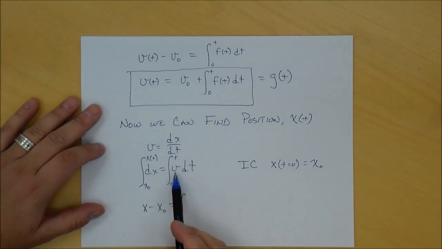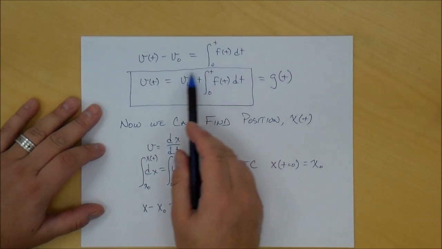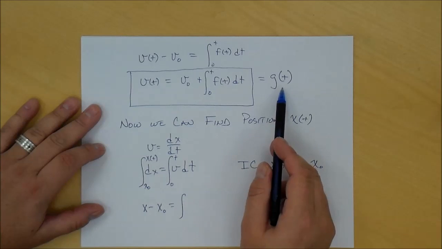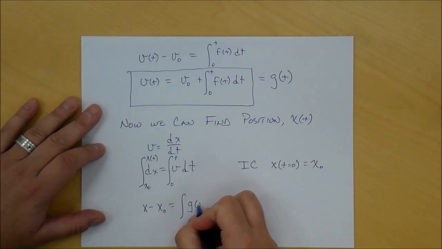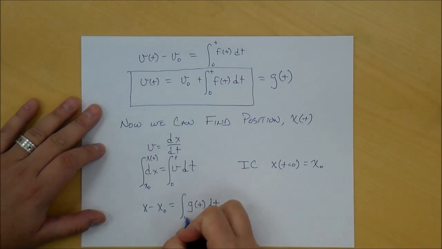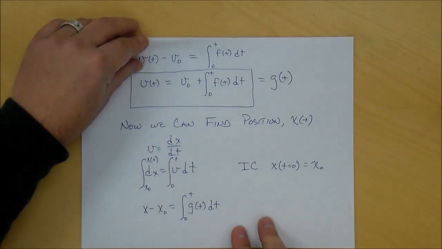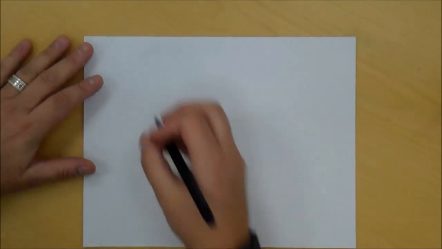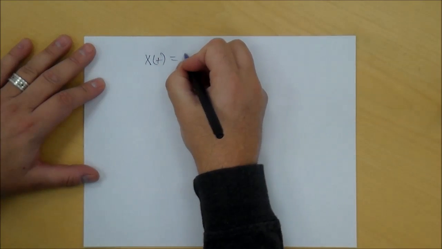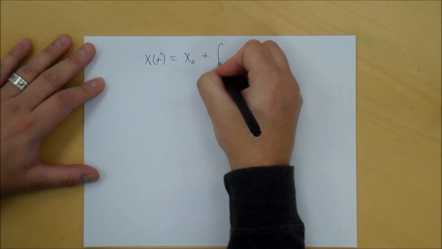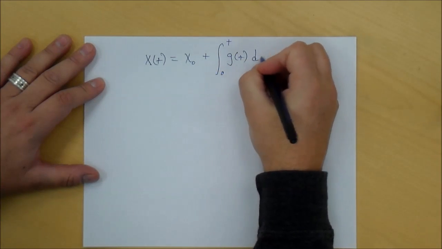Remember that the velocity is a function of time. Up here, v of t is equal to all that integral, right? We're going to give it a shorthand notation, just call it g of t. So now my integral is g of t dt, and that goes from 0 to t. Right? Or rearranging that, I can say that the position as a function of time is equal to the initial position x naught plus the integral from 0 to t of g of t dt.